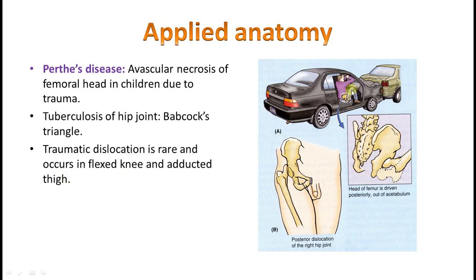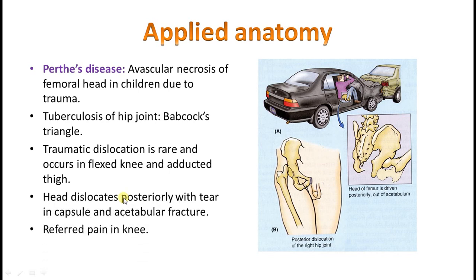So when the knee is flexed and adducted, a most common position is when you are driving in a road traffic accident. If it is flexed and adducted, then the tearing of the capsule takes place and the head dislocates posteriorly. So you are able to see the posterior dislocation.